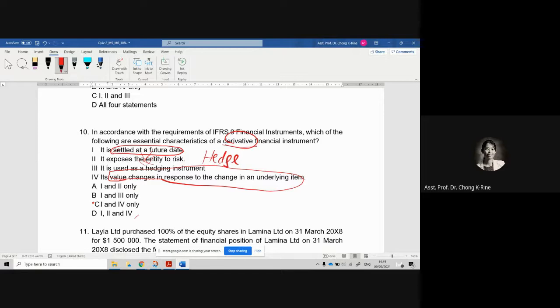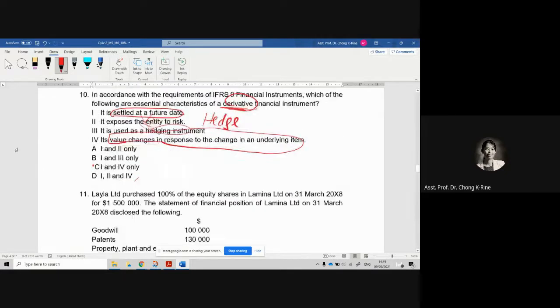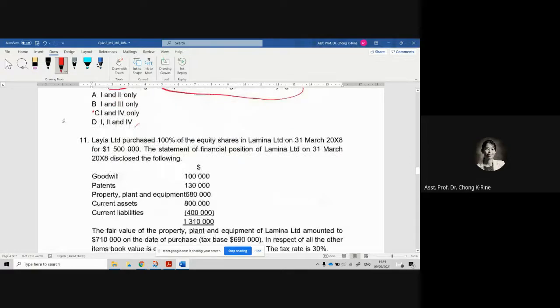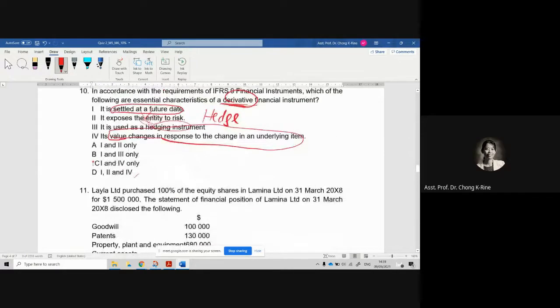Another one, why it is wrong: it is used as a hedging instrument. Not necessary. We have to make sure it establishes the economic relationship, then only we can use it as a hedging instrument. If there's no economic relationship, then we cannot. So basically, there are the three characteristics in the textbook explaining derivative. So the answer is 1 and 4, C.